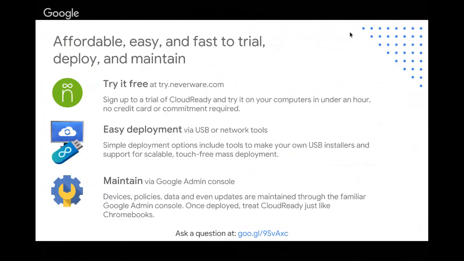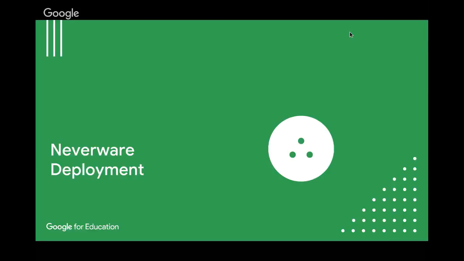So it's really easy to get up and running and give it a go. You can try it free at try.neverware.com. You can deploy it either via a USB stick or via mass deployment tools. We'll go into a little bit about that later. And then you can also maintain them once you're up and running in the same place that you do with your Chromebooks, the Google Admin Console. So we'll go a little bit more into a deep dive into deployment and how you guys get up and running.